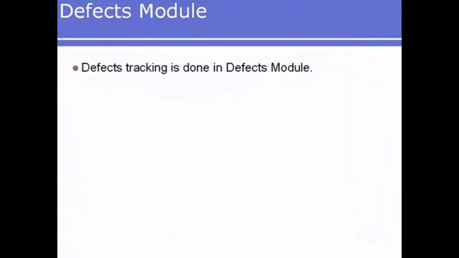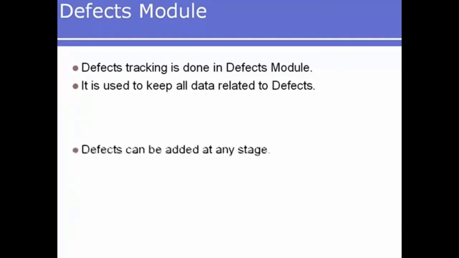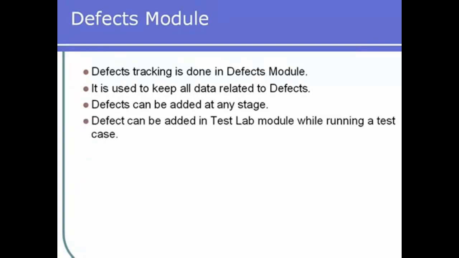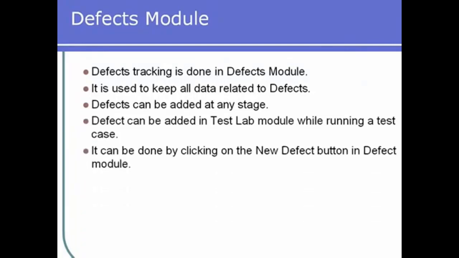Defects module. Defects tracking is done at Defects module. It is used to keep all data related to defects. Defects can be added at any stage. Defects can be added in TestLab module while running a test case. It can be done by clicking on the New Defect button in Defects module. Also, we can add defects by importing from an Excel.